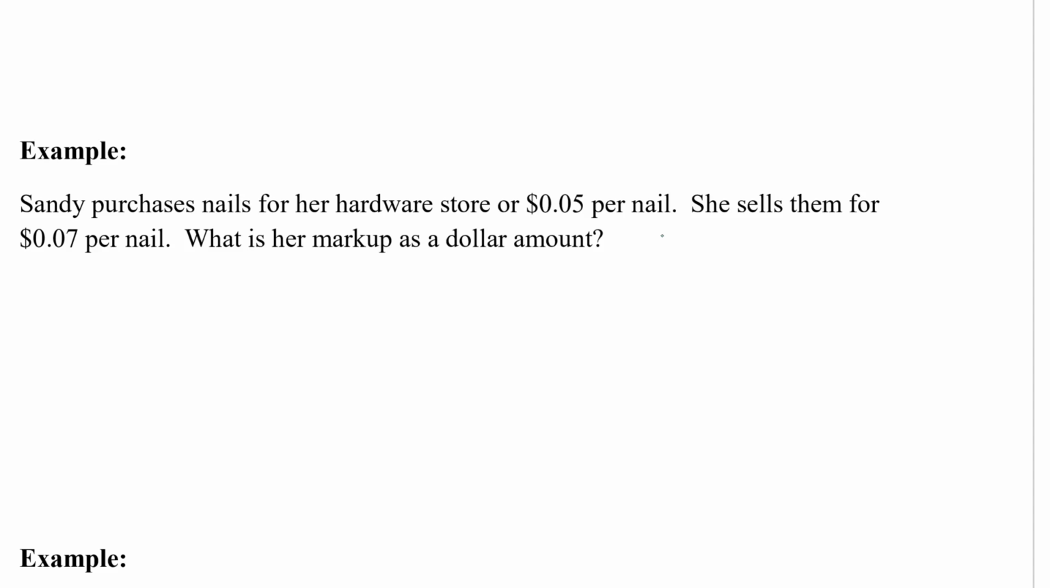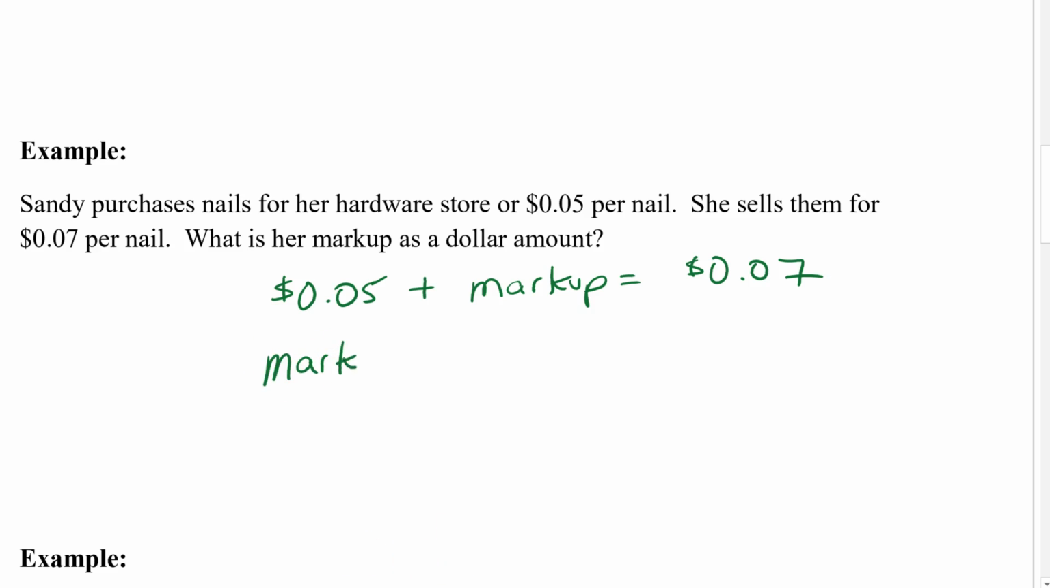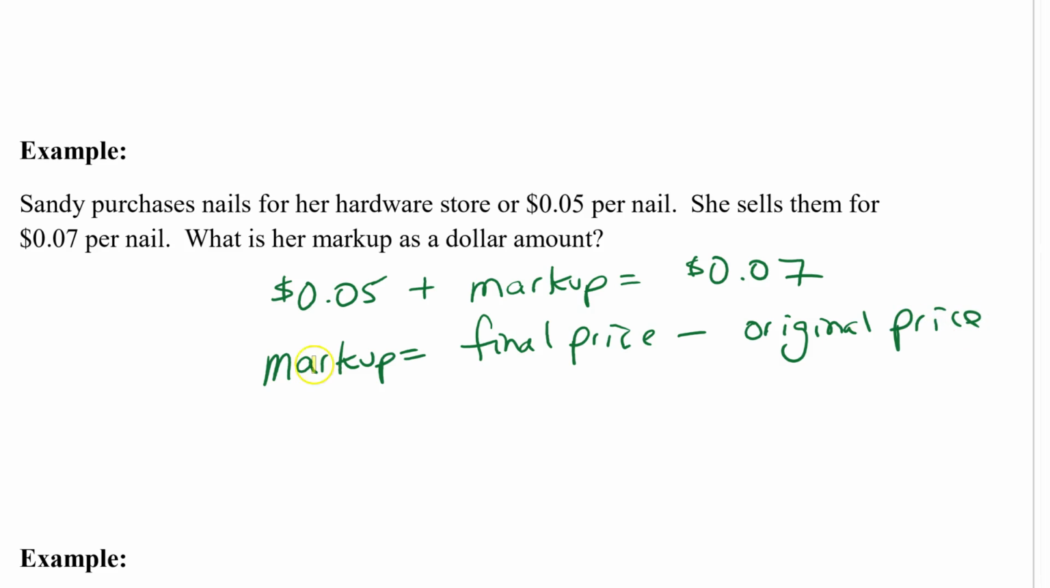Well, it's the difference between how much she buys and sells. One way that we were writing this, we could say 0.05 plus the markup equals 0.07. It might be so obvious that it's 2 cents, but how would you get that? You would say the markup is equal to the final price minus the original price. So that's the pattern that we would use every time.